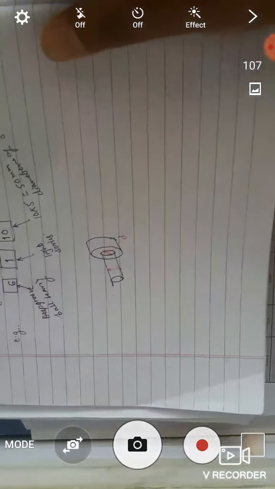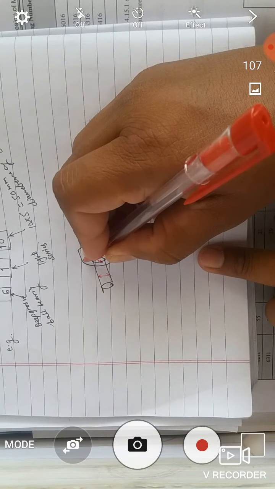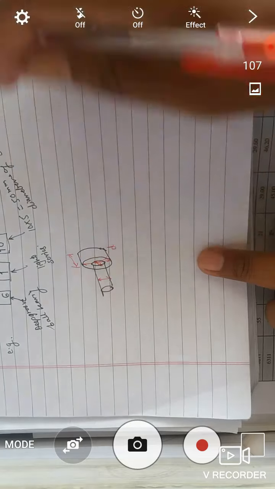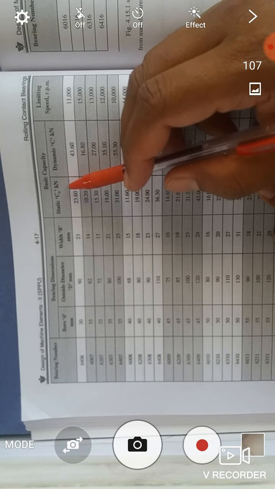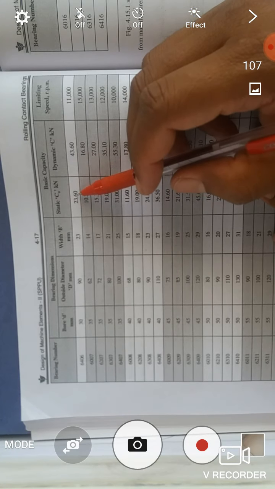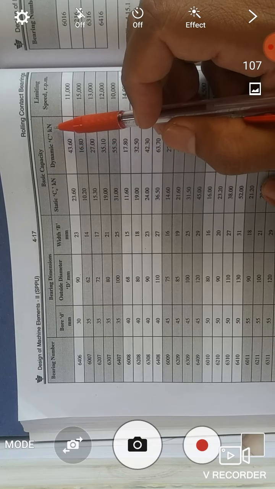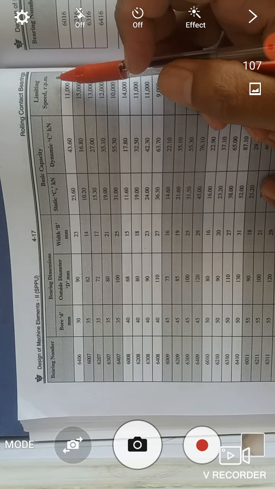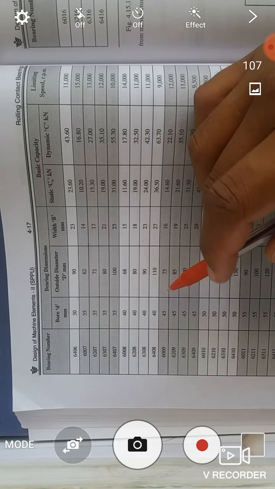If we see this diagram again, then this is the inside diameter, this is the outside diameter, and this is the width of the bearing. Basic capacity, that is static C0, is in kilonewton, for example, for 6406 C0 is 23.60. Dynamic value is also available, that is C in kilonewton, that is 43.60 kilonewton, and limiting speed is 11,000 RPM. So in this way we see the different types of bearing.